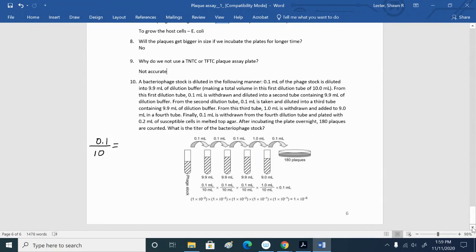What's 0.1 divided by 10? Ten to the negative 2. Right, or 0.01, which is equal to 10 to the negative 2. So that's our first dilution, 10 to the negative 2. We repeat and do the same dilution again. We add 0.1 into 9.9, so it's another 10 to the negative 2 dilution, but we're already diluted 10 to the negative 2, and we do it again.